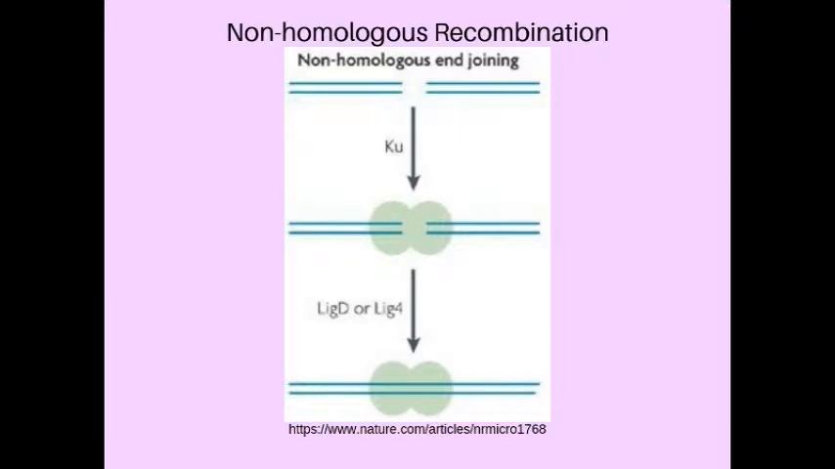The first mechanism is called non-homologous recombination. In this process, the two broken ends of the DNA molecule are blunted and then ligated together. Despite being repaired, nucleotides are lost in the blunting process.